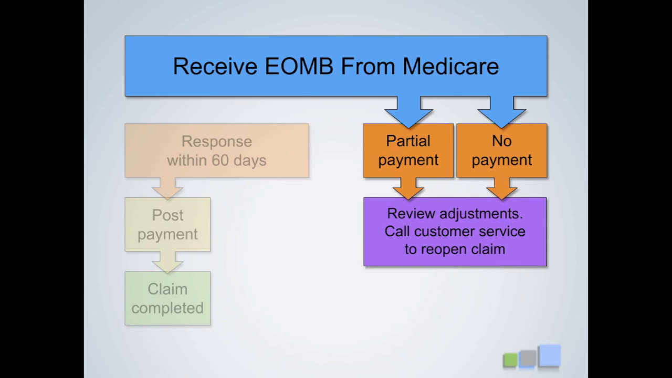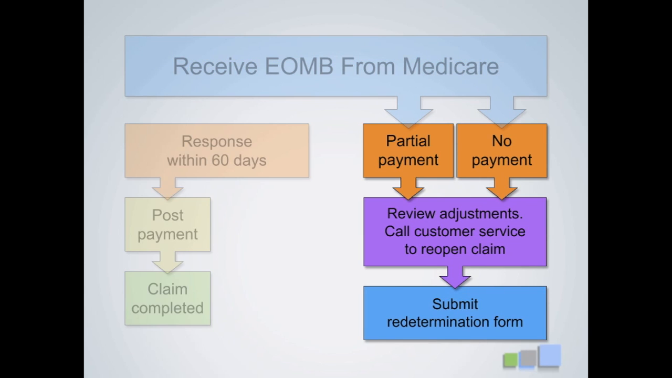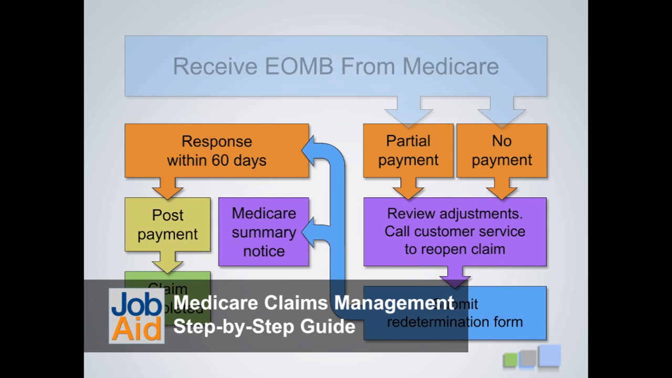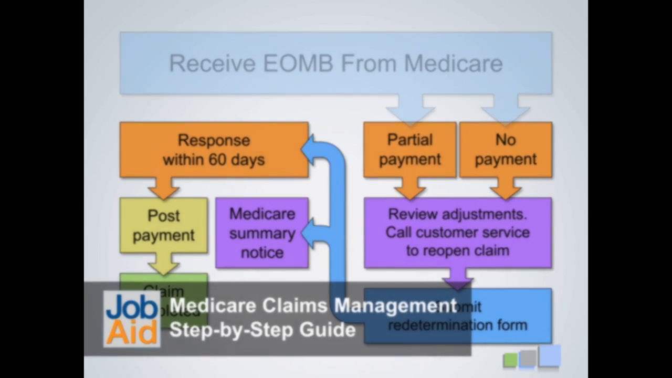If a claim or portion of a claim amount was denied, you should call Medicare Customer Service to reopen the claim and make any corrections needed. You'll receive instructions which may include a redetermination of the claim and a new form called the Medicare Summary Notice. This is the final appeals process for Medicare denied claims. Once you receive a fully paid or reconciled payment for the claim, you can proceed to post the payment to the patient's account and close out the claim. For help in walking through the steps for Medicare claims management process, you should refer to the downloadable job aid Medicare Claims Management Step-by-Step Guide.